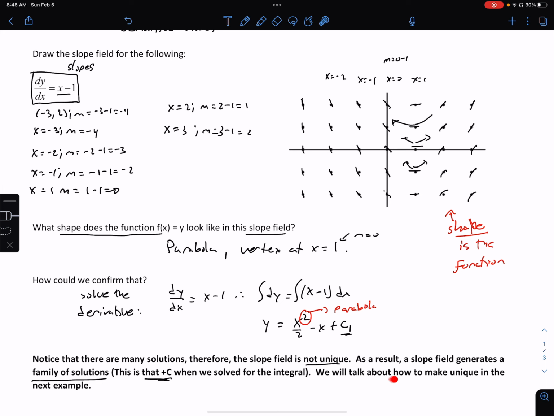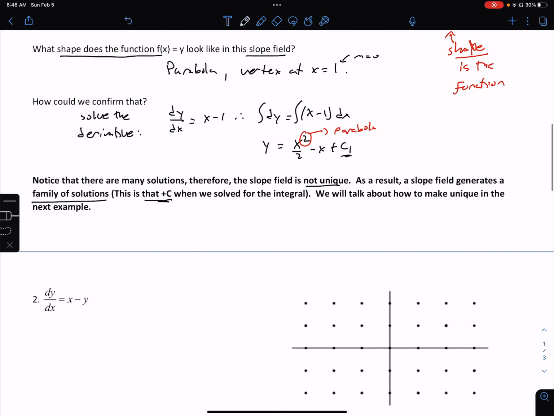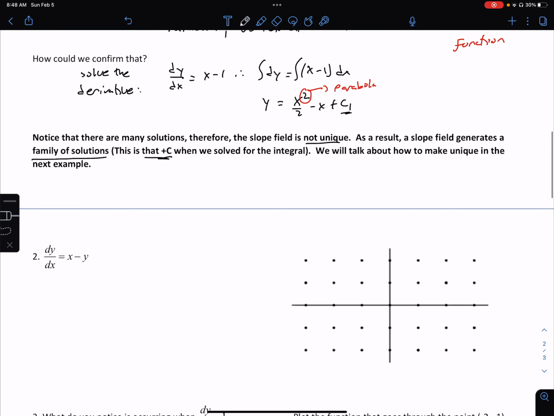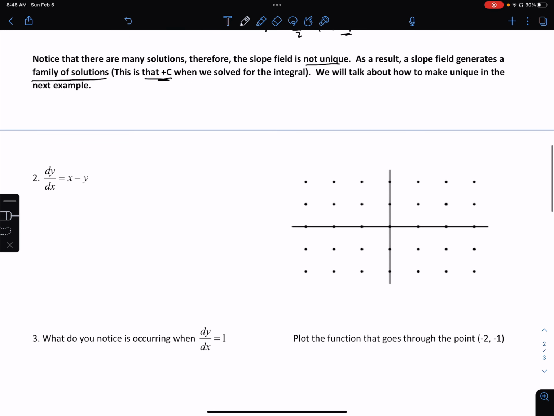We're going to talk about how to make this unique in the next example here, and it's pretty easy to do. You've got to figure it out really quickly. All right, so now we want to make the slope field for number 2. So before we go and do this, though, I'm going to pause right here and go to the next video, okay? I'll see you then. Bye.